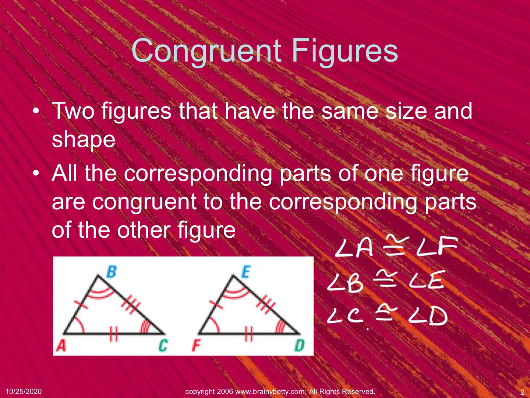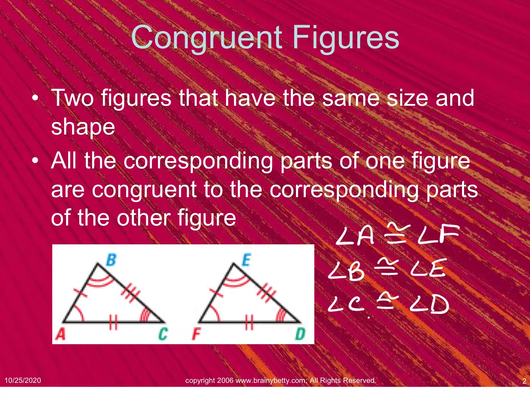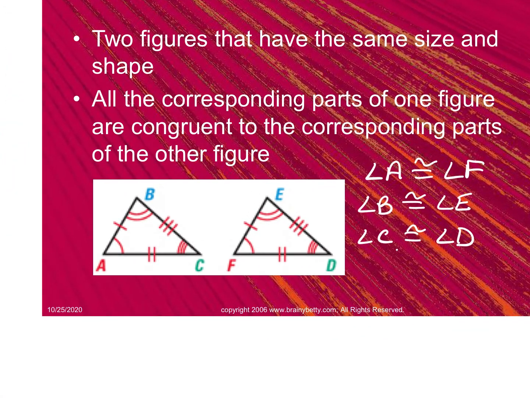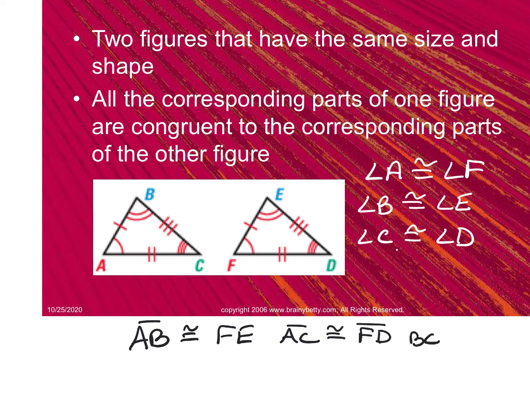And now we need to go back and match all three sides, all the segments. So I'm going to show that the segments match as well. So side AB is going to be congruent to the same marking, and I'm going to say it's FE. And then I'm going to say that AC, the one with two marks, is congruent to FD. And then lastly, the BC is going to be congruent to the ED. When they ask you to list all the corresponding congruent parts, this is what you need to do.